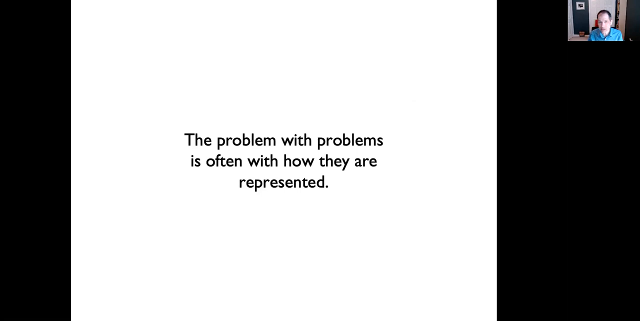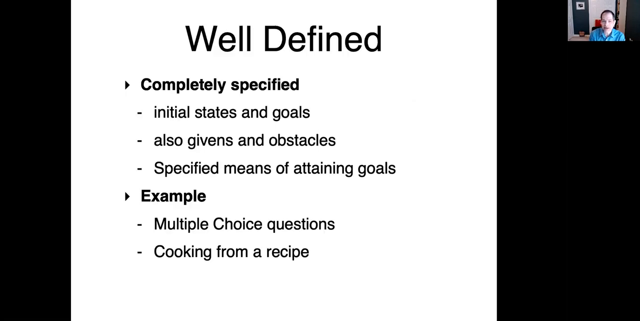The problem with problems is often with how they are represented. So I described some clearly well-represented problems. Getting a good mark, cooking a good dinner, being able to win at one of the competitive cooking shows, or win at The Bachelor or Bachelorette. But those are well-defined. There are also ill-defined problems. Well-defined problems are those which I just gave an example of. These are things where things are specified. You know where you are now, and you know where you want to be, right? So at the beginning of The Bachelor, there's an initial state. There's a bachelor and a bunch of contestants, right? At the end of The Bachelor, there's supposed to be two, and they're supposed to stay happy, right? That's the initial state and the goal state.